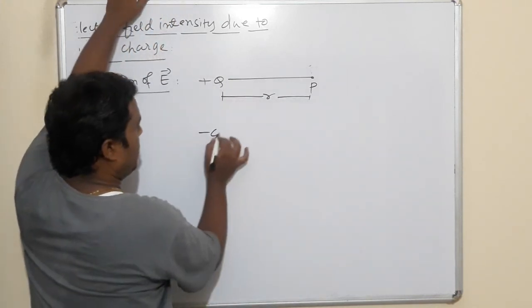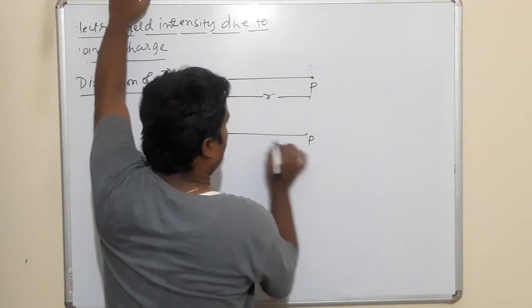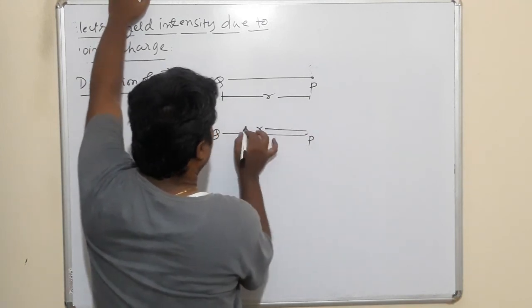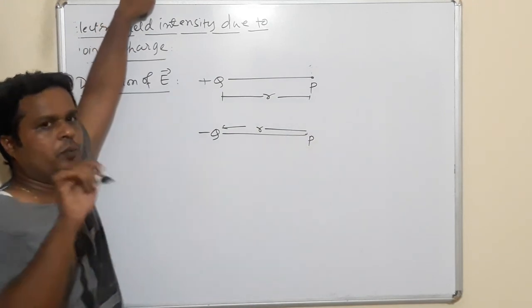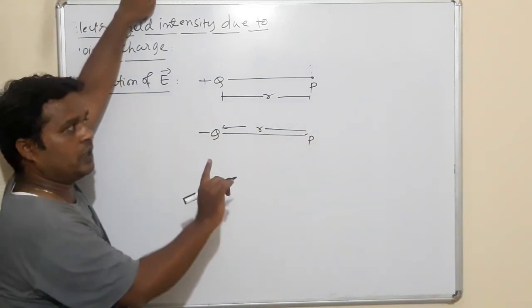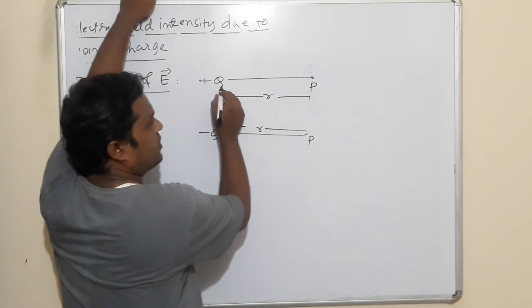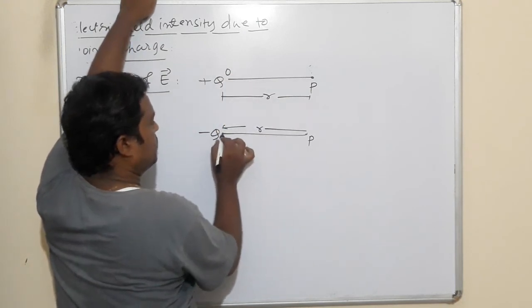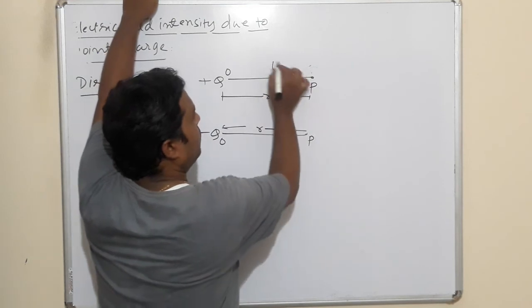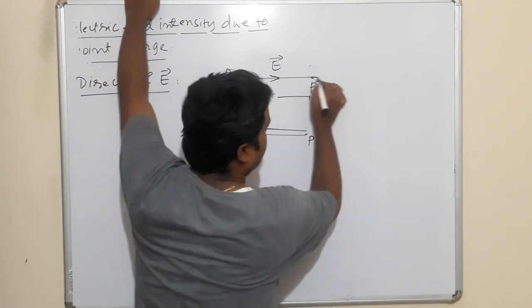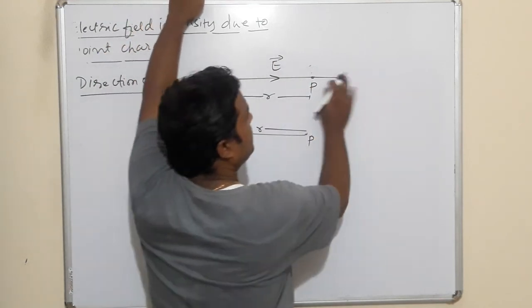If it is negative charge, then at a point P distance r, in both the cases the electric field is going to be 1 by 4 pi epsilon naught q by r square only. If it is positive charge, if it is plus charge, then the field will always be away from the charge.